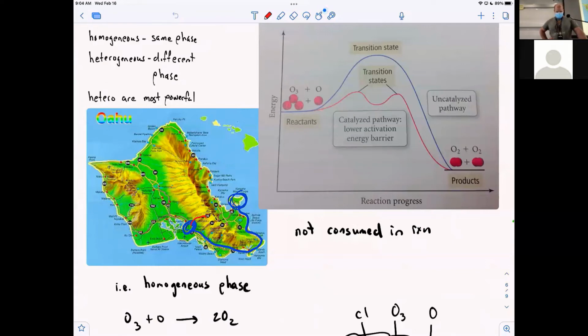So before the fire alarm took off, it's talking about catalysis.